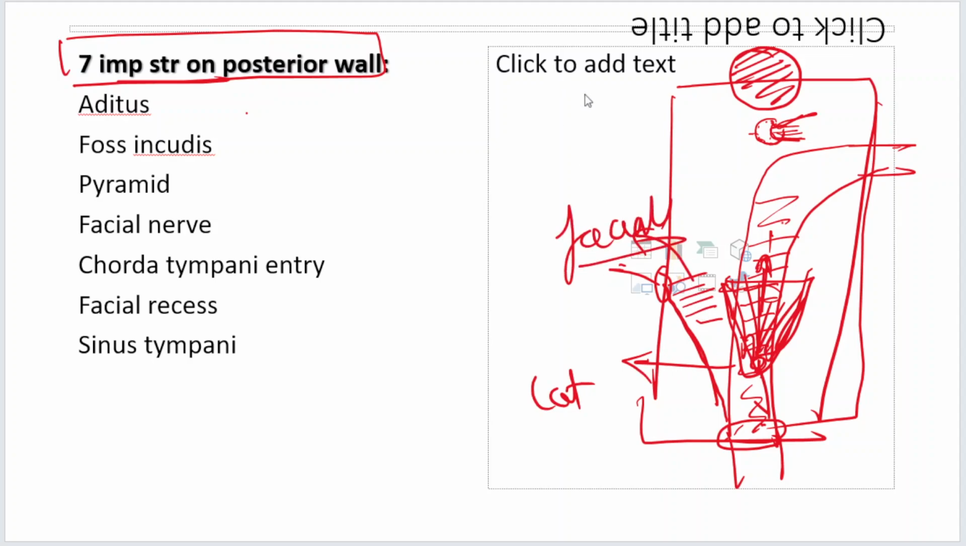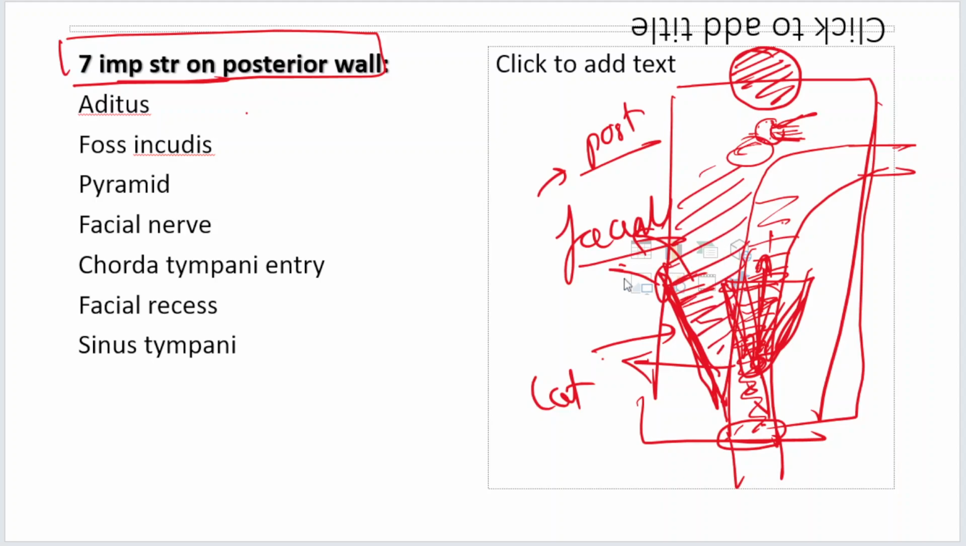Why is the facial recess important? The facial recess is important because you do a posterior tympanotomy approach. You enter the middle ear through this opening. What are the boundaries of the facial recess? Laterally you have the chorda tympani, medially you have the facial nerve, and superiorly it is bounded by the fossa incudis. This part is the facial recess. You can enter into it and remove any cholesteatoma, and also cochlear implant surgery is done through this posterior tympanotomy.